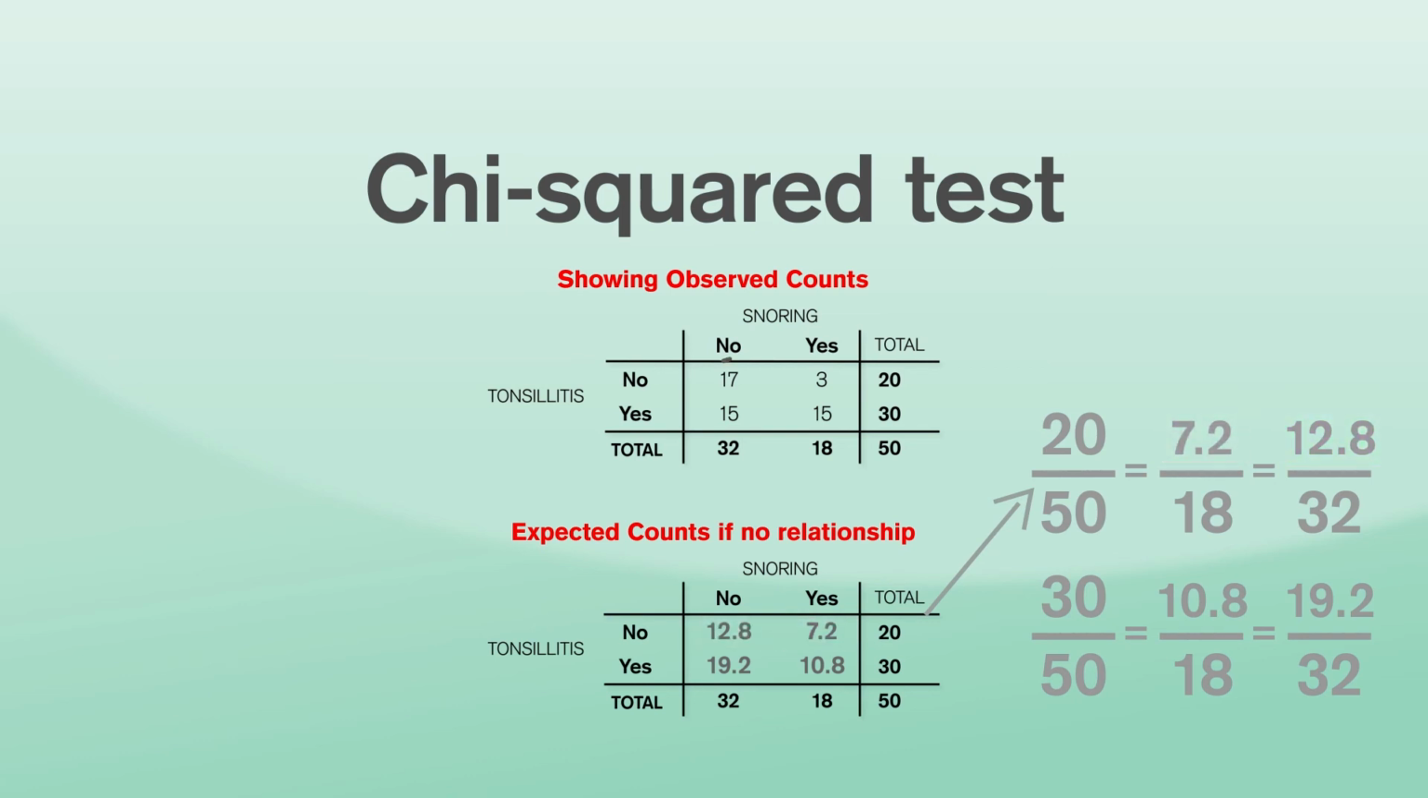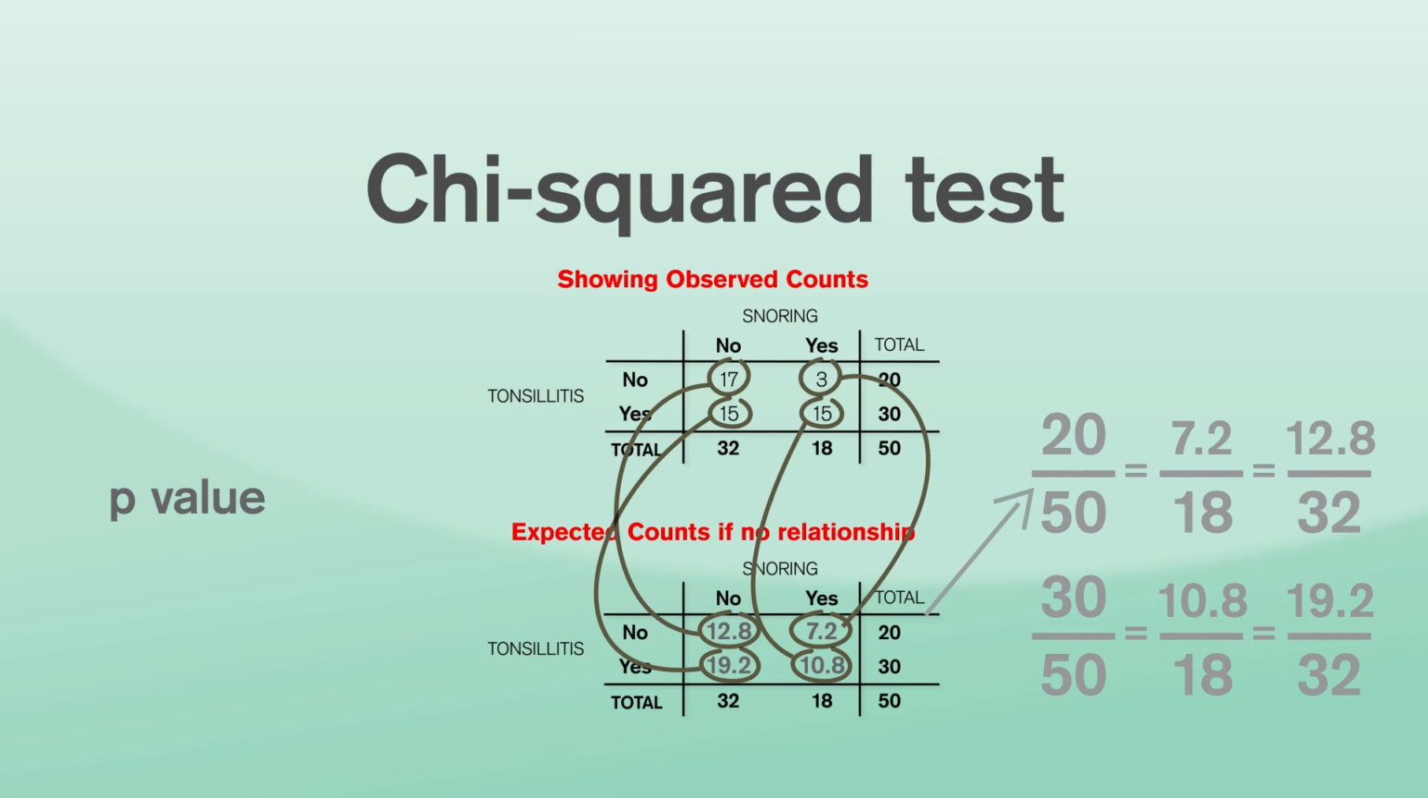The chi-squared test evaluates the probability of observing such differences in observed and expected counts if, in fact, there is no association between the variables. This is a p-value, described in the video about hypothesis testing. In this case, the p-value would be 0.01, indicating a low chance of seeing such differences in our data if there was no relationship. At a 5% significance level, we would reject the null hypothesis and conclude there is a statistically significant association between tonsillitis and snoring.